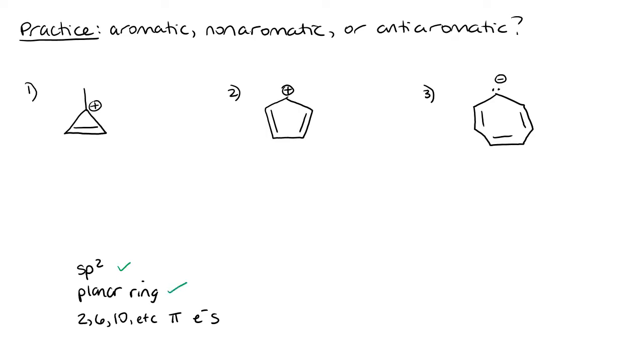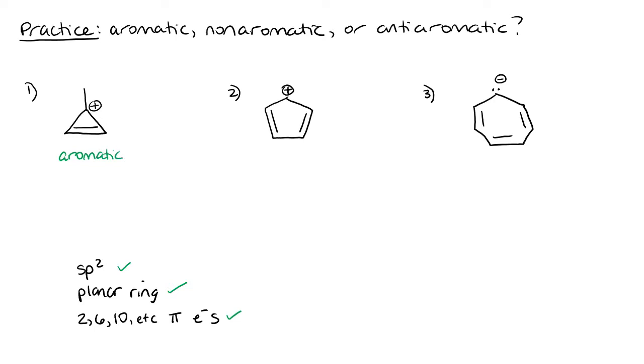And as for the number of pi electrons, we have 2 electrons here. So 2 falls under Huckel's rule. So we do satisfy Huckel's rule for the number of pi electrons. So we satisfy all of our criteria. That's going to make this first compound aromatic.